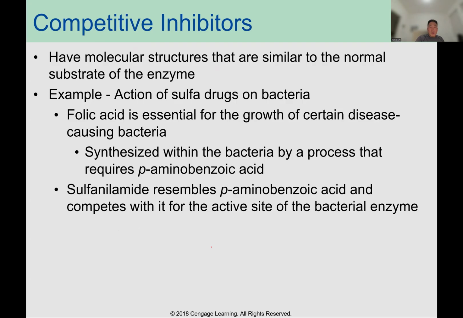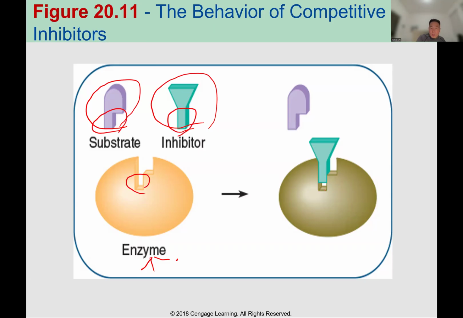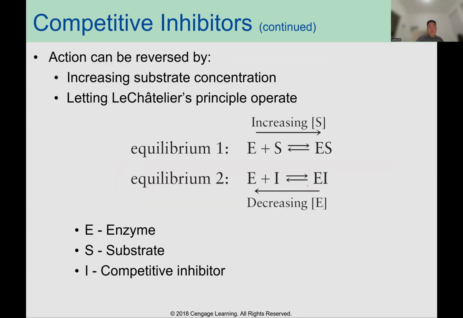So first one, competitive inhibitors have molecular structures similar to the normal substrate of the enzyme. So this is the enzyme substrate, the shape of the substrate. This one, the inhibitor. So on the bottom it is similar. Its action can be reversed by increasing substrate concentration.